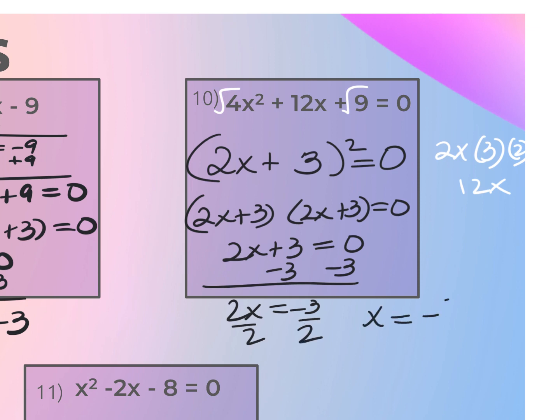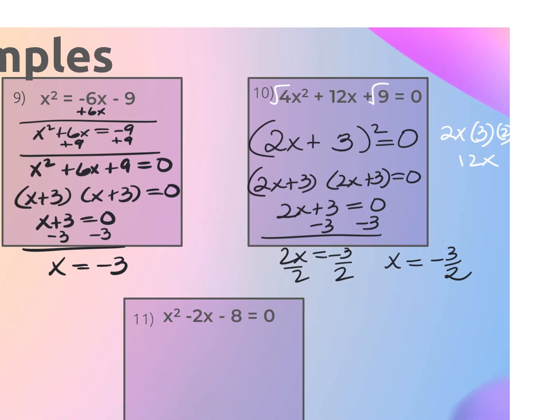So x equals -3/2. If you didn't recognize that 4 and 9 were perfect squares, you could have done it the traditional factoring way by multiplying the beginning and the end and then factor by grouping. That way works as well.